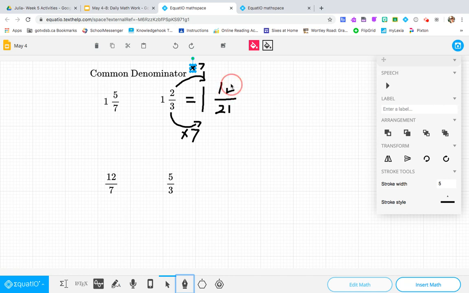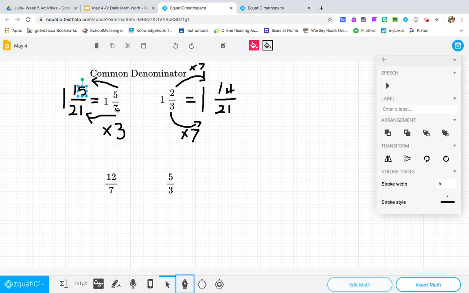For the other one, I'm going to do the same thing. I'm going to keep the 1 out in front, and I'm just going to convert the proper part of my fraction to have a denominator of 21. So 7 times 3 is 21. And whatever I did to the denominator, I have to do to the numerator. So 5 I'm going to multiply by 3 as well, and I'm going to get 15.